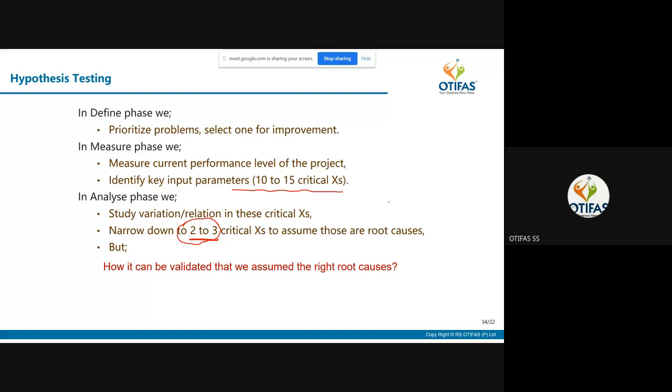And you are going to implement a solution for it. But until after 3 months, 4 months, 1 year, this solution is implemented and data is regularly collected, maybe after 3 months you will find out some data, 6 months you will find out some data, for example. Can you predict 100% now that these are the root causes?